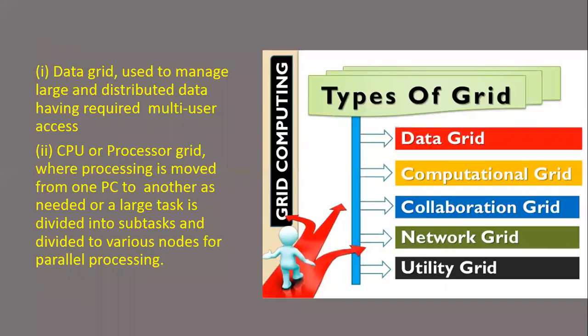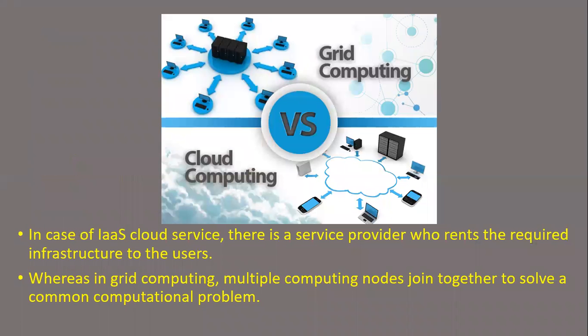CPU or processor grid is where the processing is moved from one PC to another, because a large task can be divided into subtasks. And again, this subtask is given to different nodes for parallel processing. So they're all processing together at the same time.